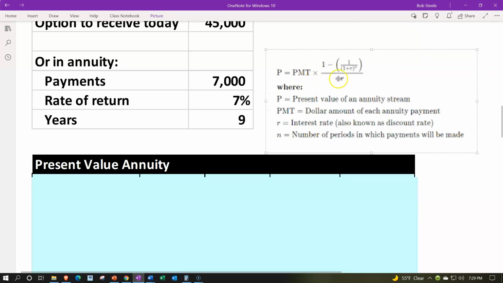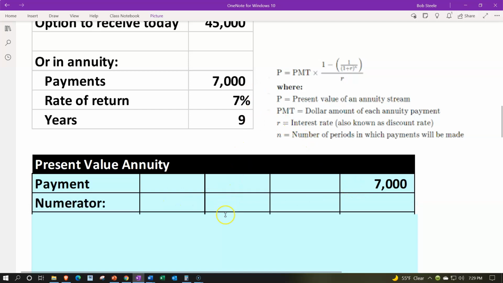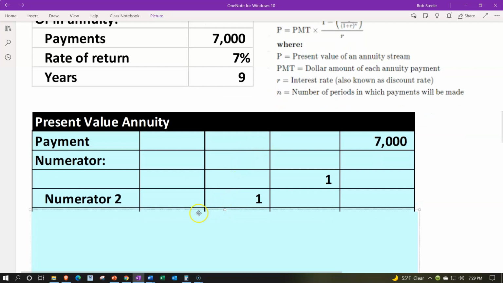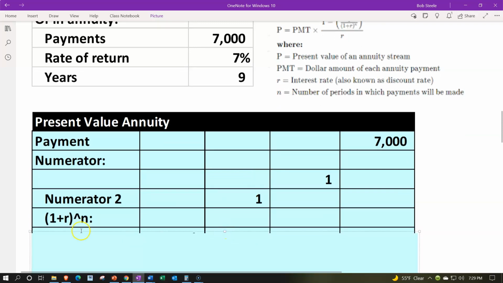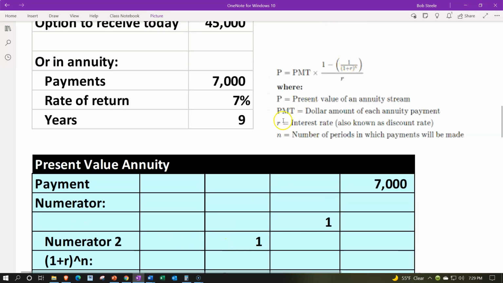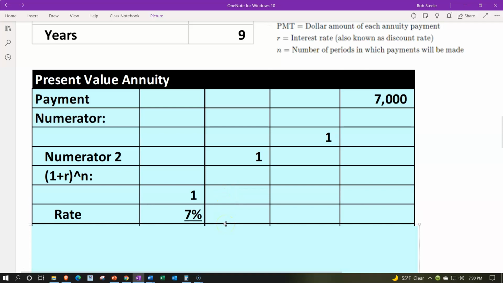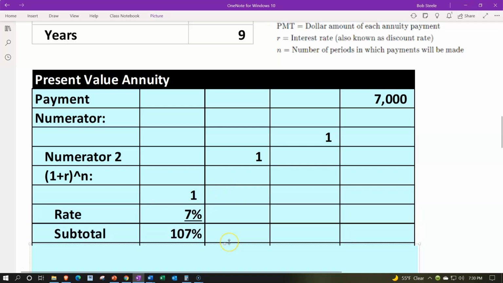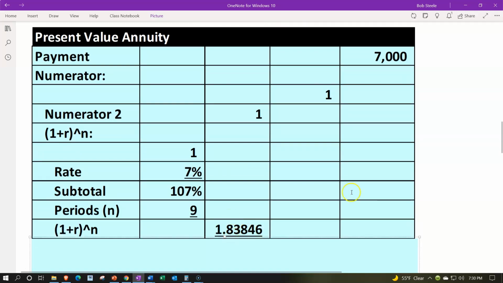So we got the payment on the left times this amount, this whole thing. I want those two to be in the outer column, subcategories in the inner columns. Payment, 7,000, outer column. And then we have the numerator, which is going to be this 1 minus 1 over 1 plus the R. So there's the 1. I'm going to call this numerator 2 because that's going to be this category, that numerator right there. And then we're picking the 1 plus R to the N, which is going to be this bottom portion. And then we have a colon pulling that inside, 1 plus R, 7%. That's going to give us a subtotal 1 plus 7%, 107, to the number of periods, which is 9, to get us then to our outer column number.